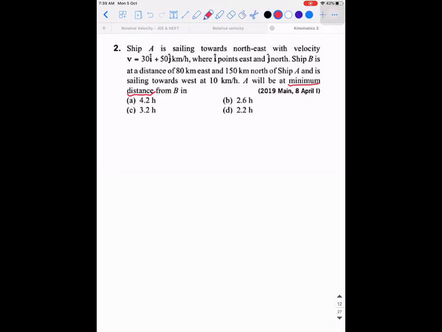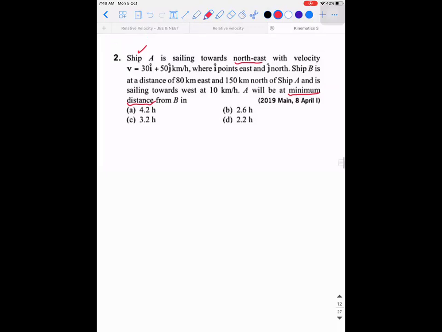So you need not solve the problem. I'm not asking you to solve. Just tell me the idea. What comes to your mind? There is a ship A which is sailing towards what direction? Northeast. Northeast means what? How much?